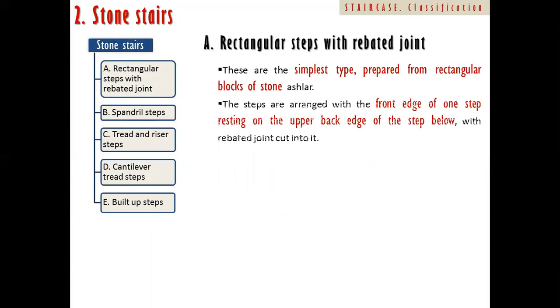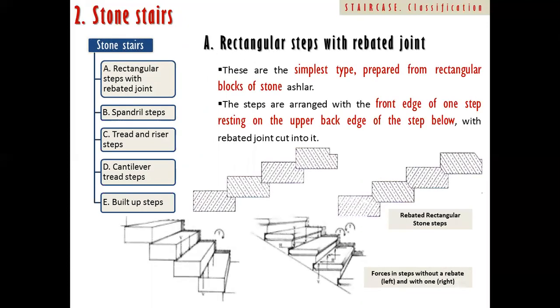Now, what are the different detailings? What are the different things available as a part of the stairs? This can be rectangular also. You can see these are the rectangular steps, and they can be joined by this riveted one. Then there can be spandrel stairs, tread and riser steps, cantilever tread steps, and then the built up steps. So these are the 4 to 5 types: rectangular, spandrel, tread and riser, cantilever, and built up step.